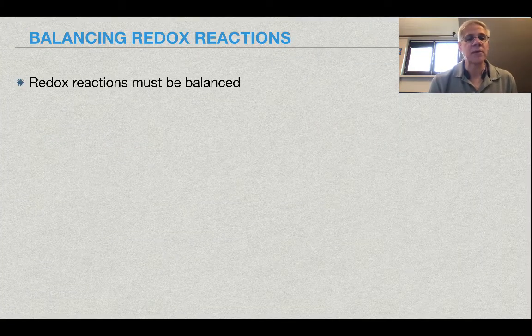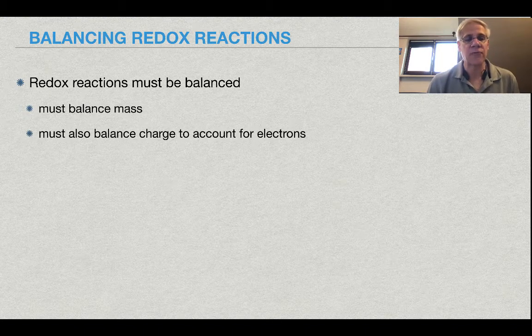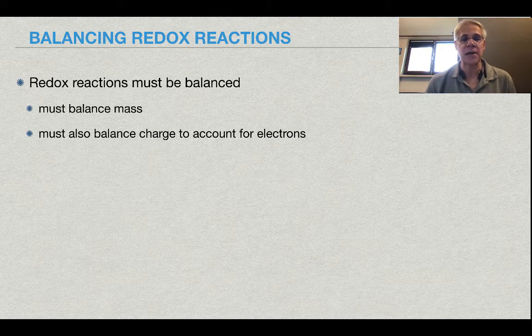Now, one of the most important things that we have to be able to do when working with redox reactions is we have to be able to balance the reactions. So we have to take into account a couple of different things. We have to balance the mass like we always do. We have to have the same number of each element on both sides of the reaction, both reactant and products.